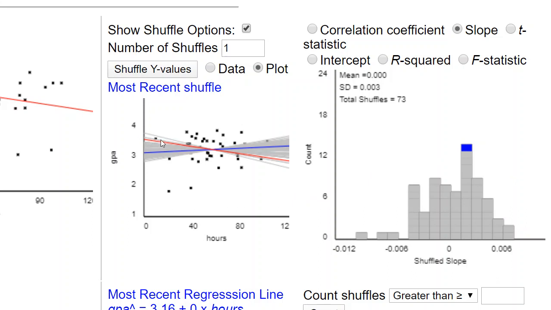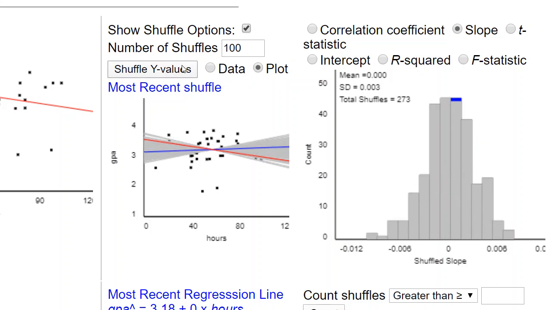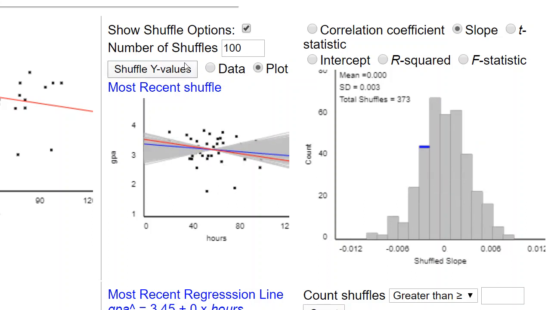And then what we can see is the red line, which is the true slope from our sample. Is that one of the typical ones, or is it an extreme one? Let's do, I don't know, maybe a couple hundred shuffles here. Now we see the bell curve. There we go. Okay. So we've got a nice bell curve. This is what happens by random chance in the data.